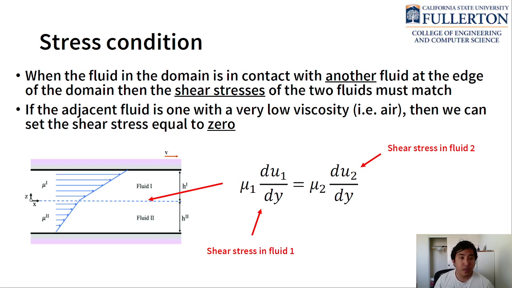Another common case that you'll find often in practice is if the fluid is in contact with another fluid with a very, very low viscosity. One common case is air. In those cases, the shear stress condition still applies, but because of the low viscosity, we can essentially assume that the shear stress there is going to be zero. This is common when you have fluids that are exposed to air or exposed to the environment, right? So keep an eye out for that. In those cases, you can just set the shear stress equal to zero.